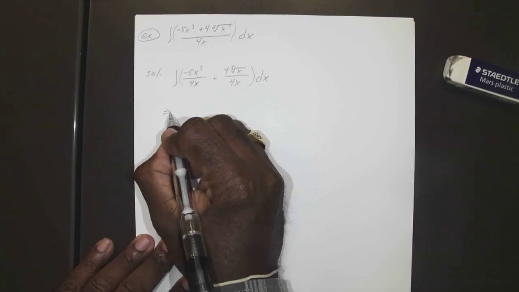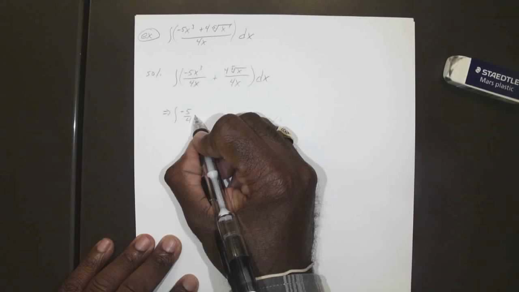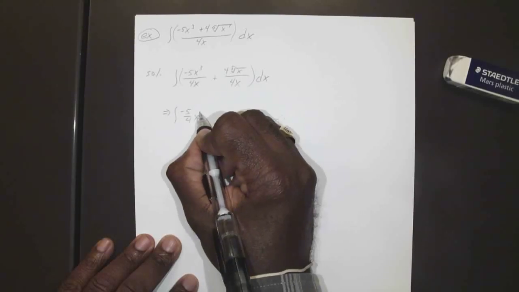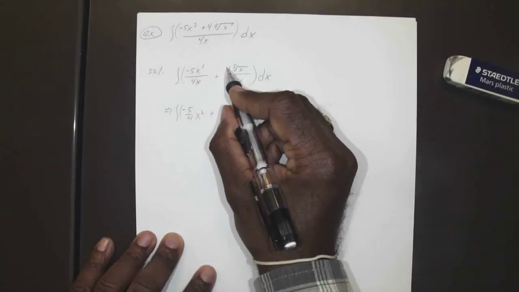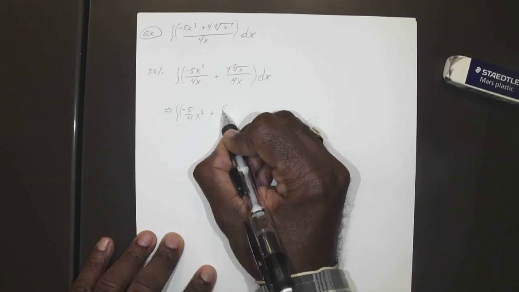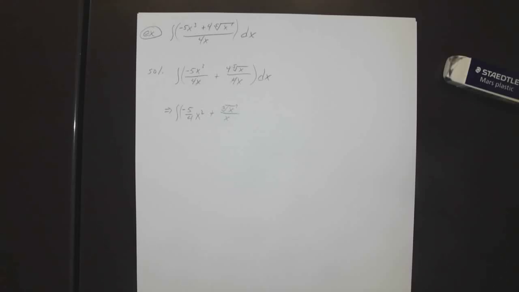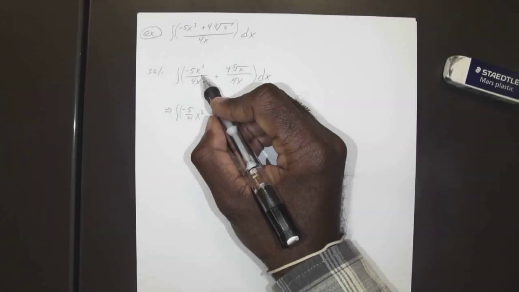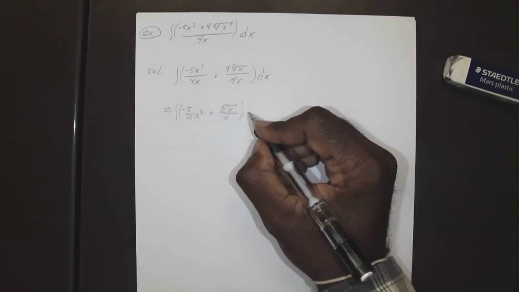Okay, so that will give you the integral of -5 over 4 times x squared plus the 4's here can cancel out. So you have the 5th root of x over x. Is x squared on the outside of that, right? Yep, it's on the outside. So it's just like times x squared with respect to x.